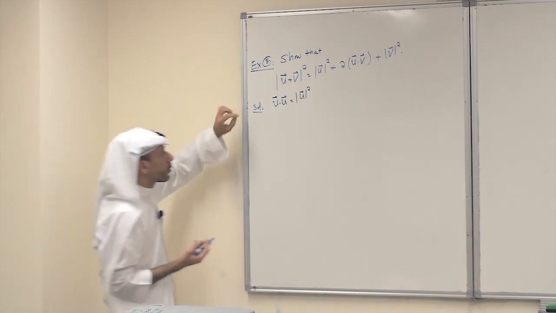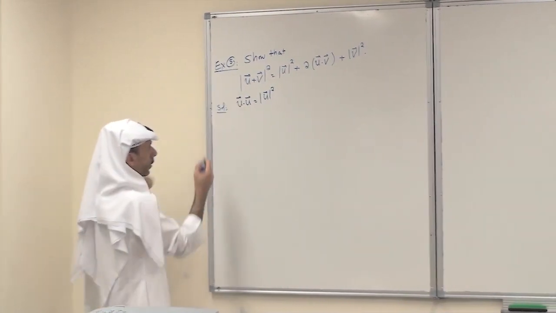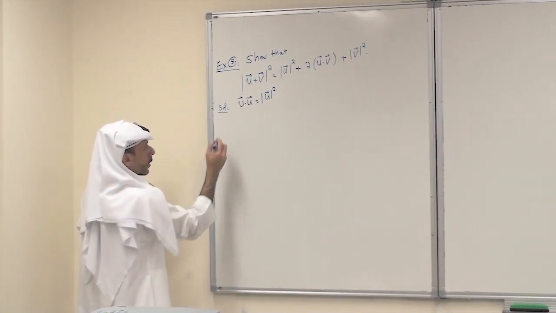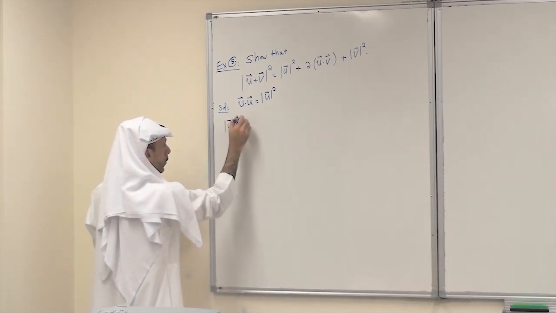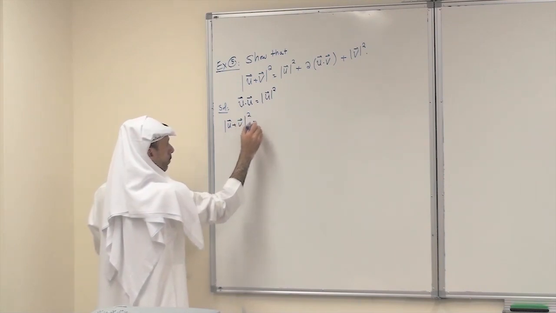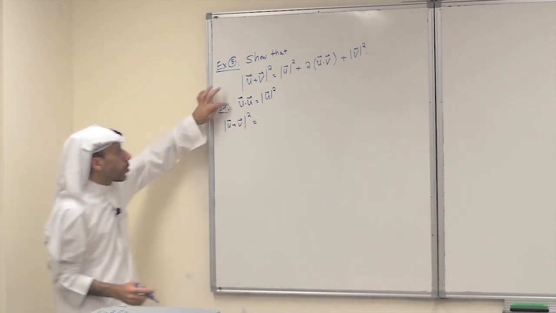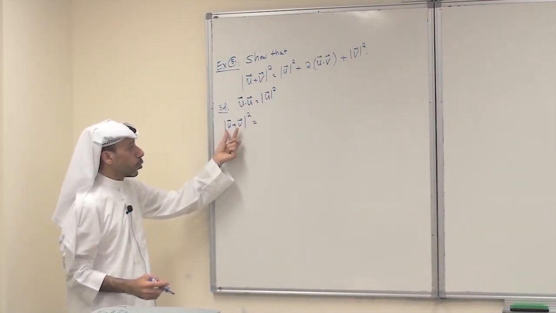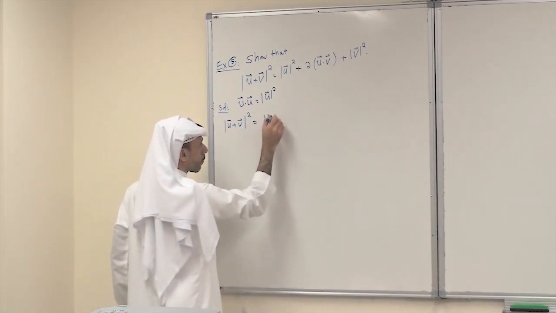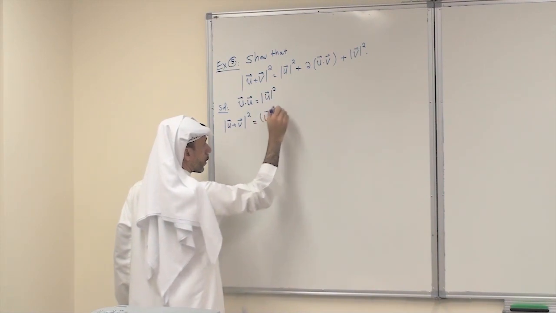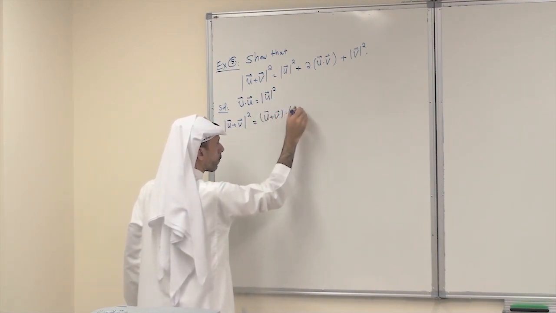So here we apply this. We start from the left hand side. This is magnitude of u plus v squared. By this property, it is the dot product of u plus v with itself. So this is u plus v dot u plus v.